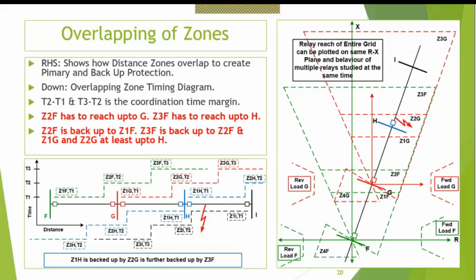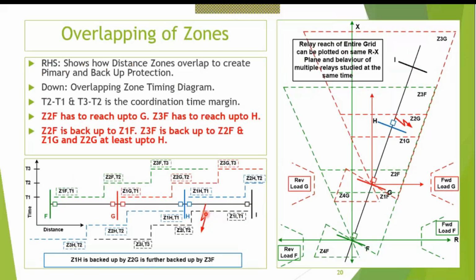I told you in the same RX diagram, the entire grid can be plotted. This F relay I am plotting as the origin maybe. The G relay also I can plot over here. The H relay also I can plot. The characteristics of the H relay can be plotted on the same diagram. So that is a very beneficial part of this RX plane and studying distance relay in RX plane. Everything, load, power swing, everything we can plot in the same diagram.